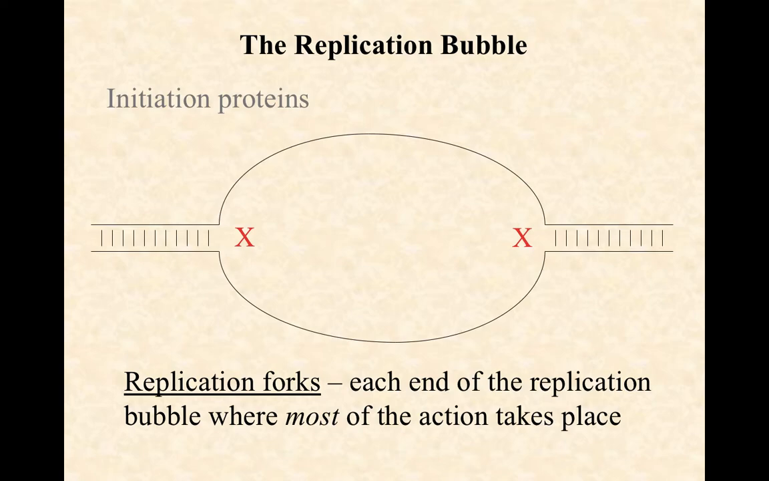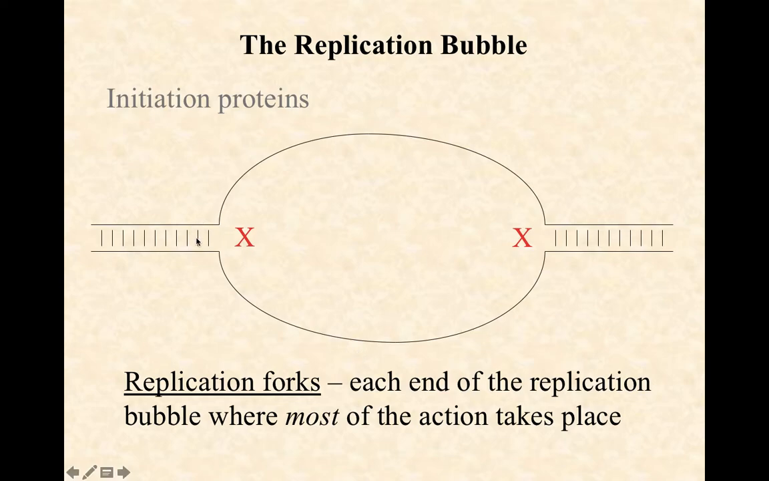Here we're zooming in on the bubble. What you see on the left and the right are supposed to be double-stranded regions. The vertical lines up and down represent the bonds, and those long, thin horizontal lines are the actual individual DNA molecules. At the two X's, we have what are called replication forks inside the bubble. This is each end of the replication bubble where most of the action takes place. The replication fork is where your double-stranded DNA becomes single-stranded DNA, where the two strands open up.